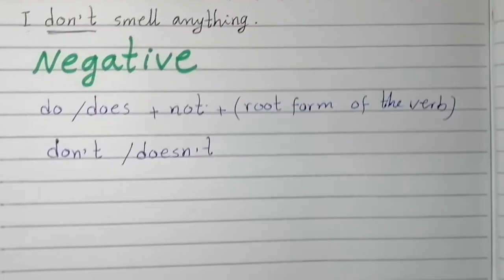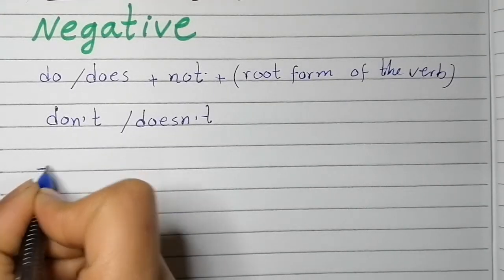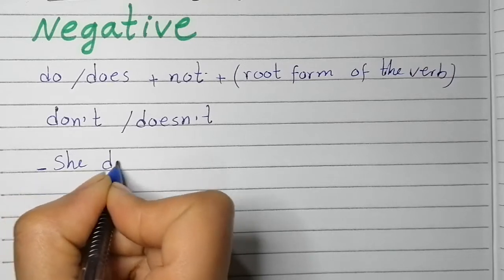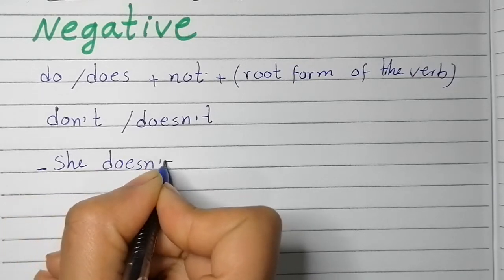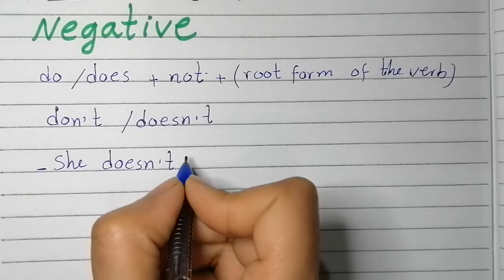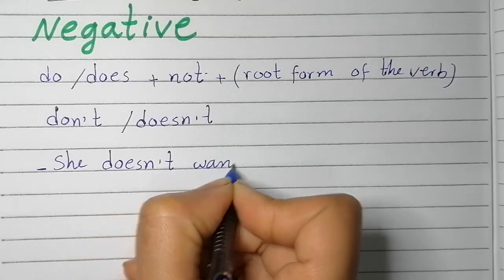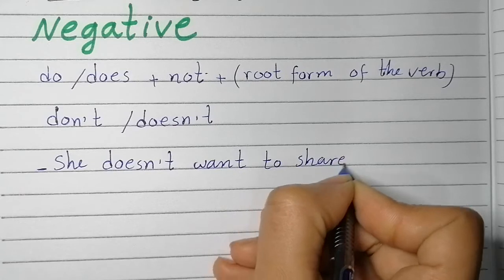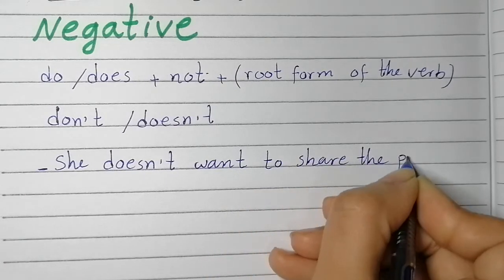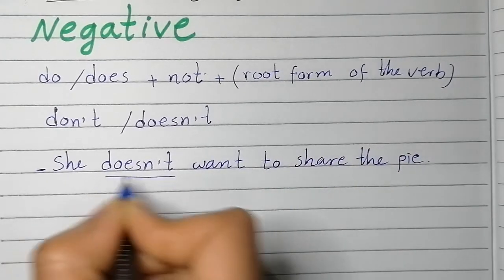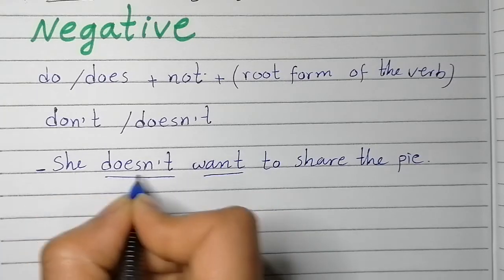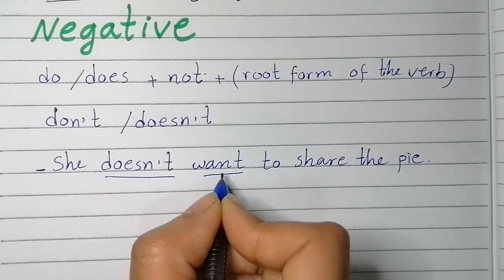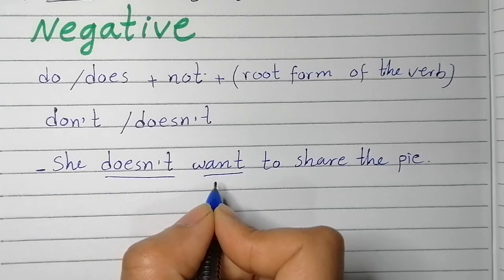Let's take some examples on this. She doesn't want to share the pie. She doesn't want. She doesn't, and the root form of the verb want.